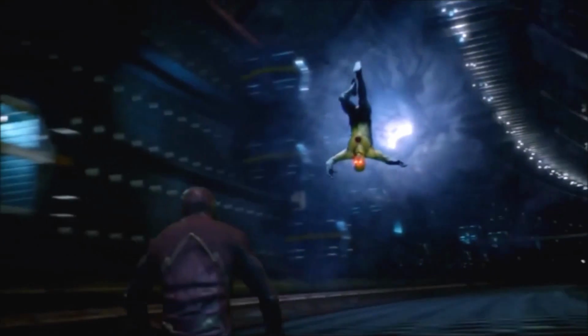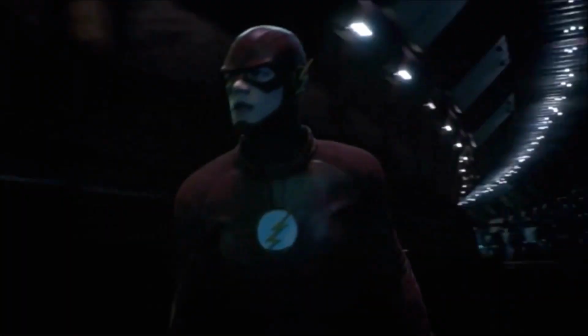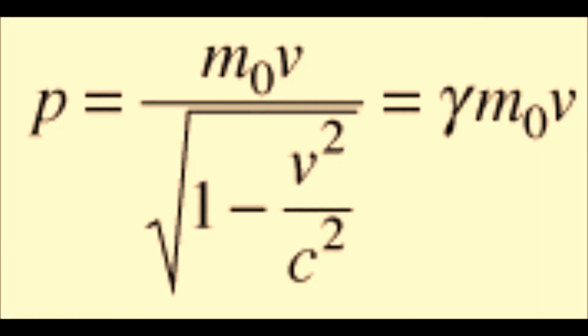Momentum is the quantity of motion of a moving body, measured as a product of its mass and velocity. Due to Zoom always running at such fast speeds, the force of momentum he creates is very large. The formula P equals gamma mv can be used to determine Zoom's momentum when speed is added to the equation. Thus, the very fast speed of Zoom will create a very large force of momentum.